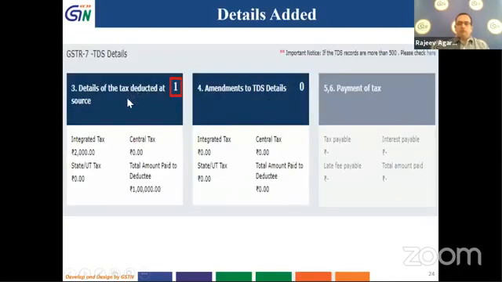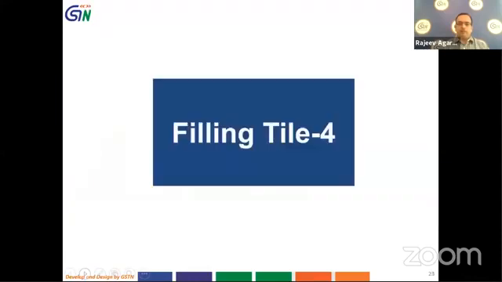If you see, since I have added one record, the record is showing as 1, and the tax which has to be paid is shown as 2 lakh rupees. Total amount to be paid to deductee is also shown over here. So that's how we fill in tile number 3. We can add details also.